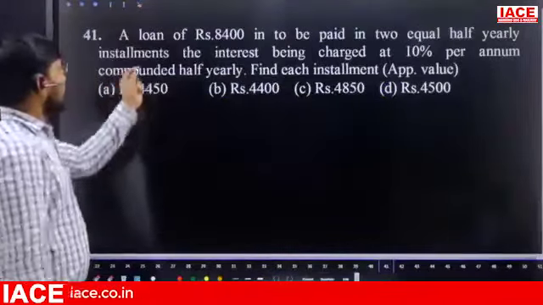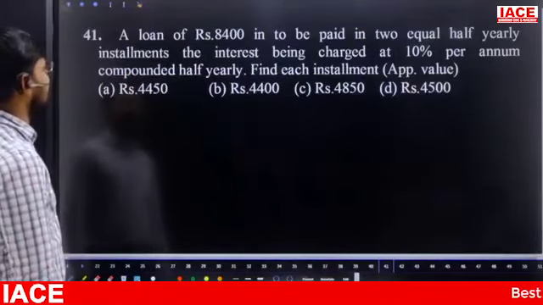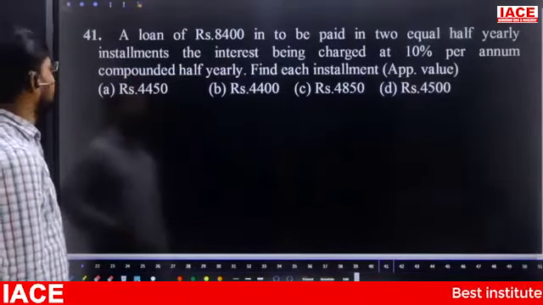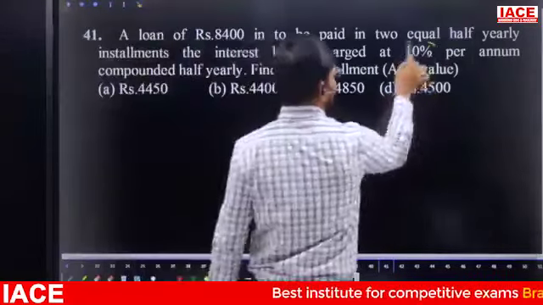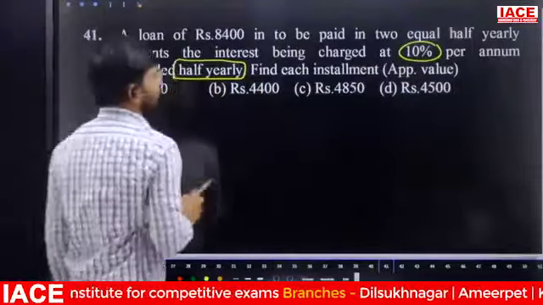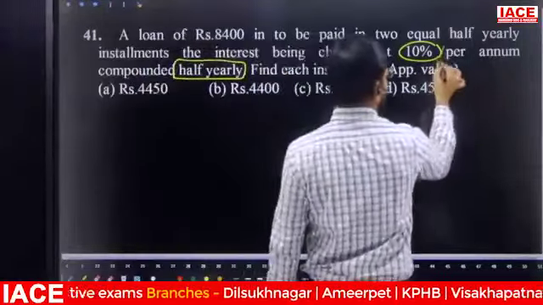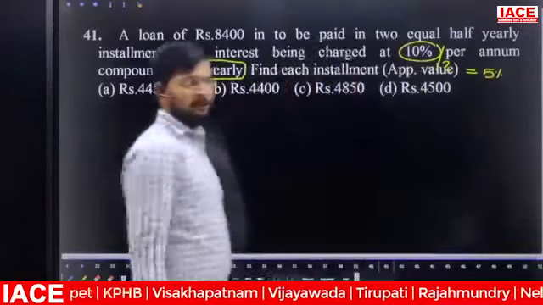Next question. A loan of 8400 is to be paid in equal half yearly installments. The interest being charged at 10% per annum, compound half yearly. Find each installment. Installment case study. Whenever they're asking half yearly, first of all we need to take half of the rate of interest. So rate of interest is 5%.